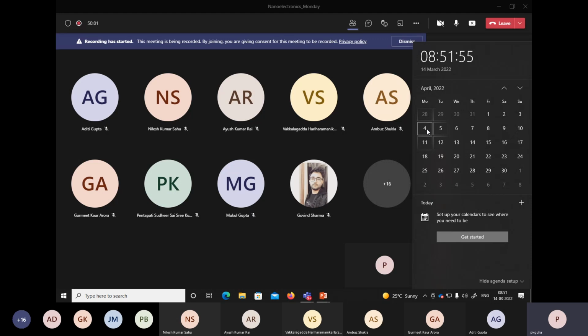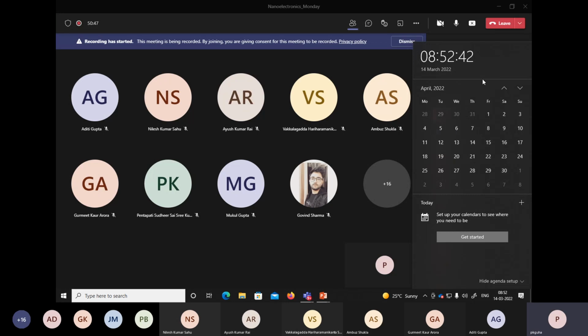Okay. So let's exclude HEMT and HBT from the end-sem syllabus, right? The rest of the things will be there, along with whatever I'm going to cover. So how many classes will I have after this?